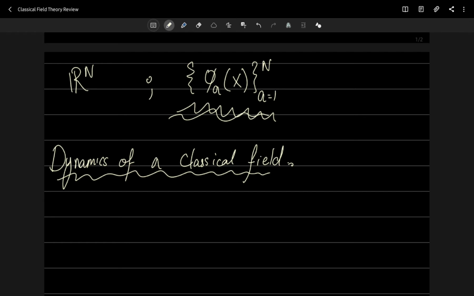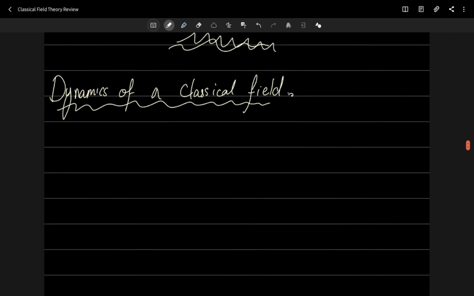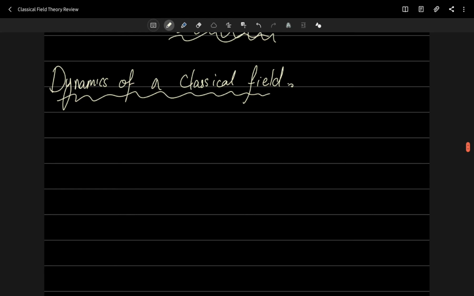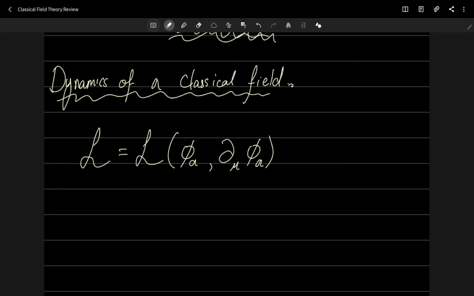So for example, a charge, right? Now the action functional contains a function of the Lagrangian density, and that is written as this function. So it contains this scalar field and the 4-derivative of this field, right?